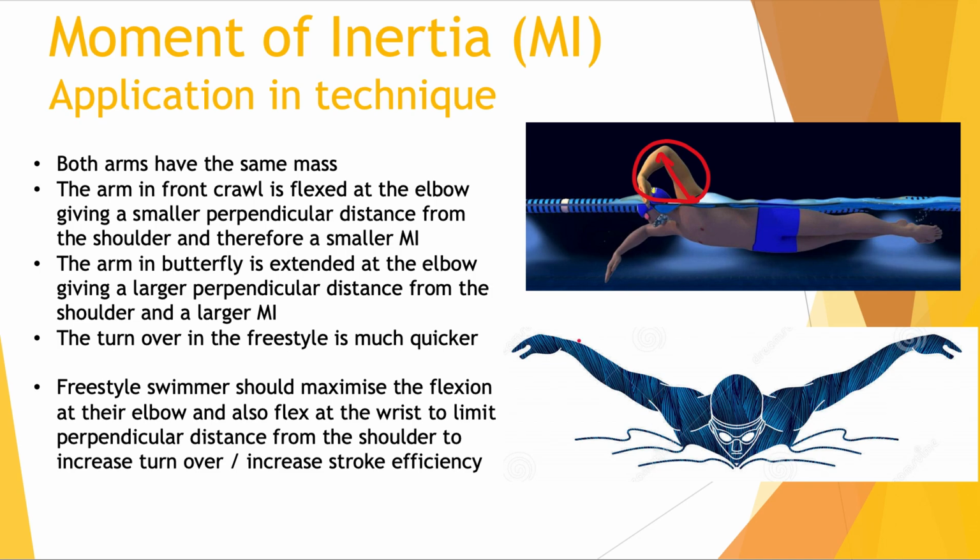If we compare that to the butterfly, obviously we've got the axis of rotation in the shoulder. Now we've got a really great perpendicular distance, as far as it almost can be, and this means that the moment of inertia in the butterfly for the arms is much, much greater than it is in front crawl, and therefore the stroke rate, the turnover rate, is going to be slower due to that larger moment of inertia for the butterfly swimmer.